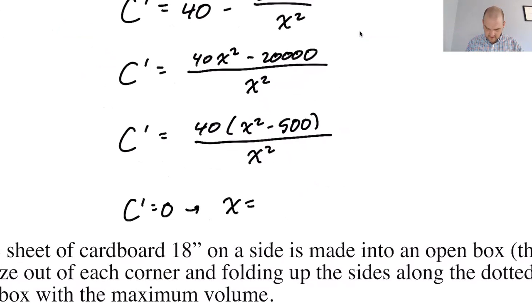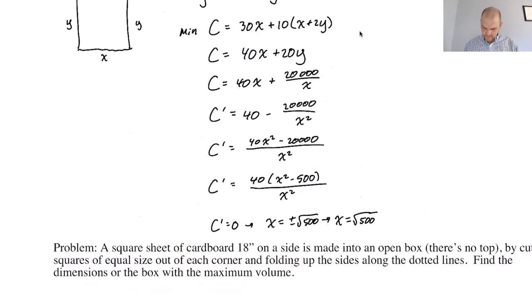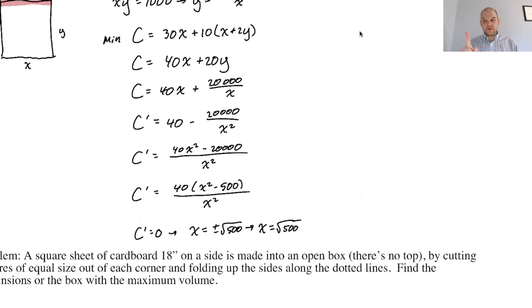X is either plus or minus the square root of 500, but you can't have a negative. So X is the square root of 500. All right, so what could we do? Well, there's only one critical point. I'm hoping the lonely critical point will help me out on this.